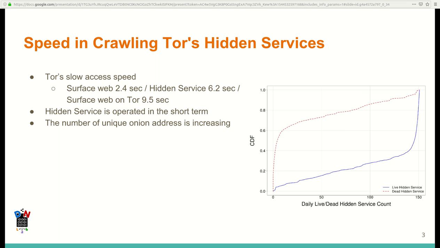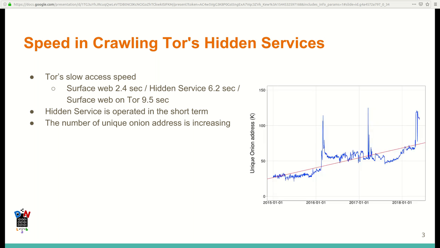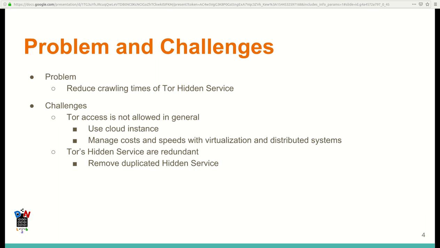Second, hidden service is operated in short term. Hidden services are often irregular and often change their onion address. 60% of hidden services were accessible for less than 10 days in 150 days. Third, the number of unique onion addresses is increasing. This means we need to crawl more hidden service pages. The cause of this increase is not only an increase in hidden service, but also an increase in duplicated hidden service using more than one onion address.